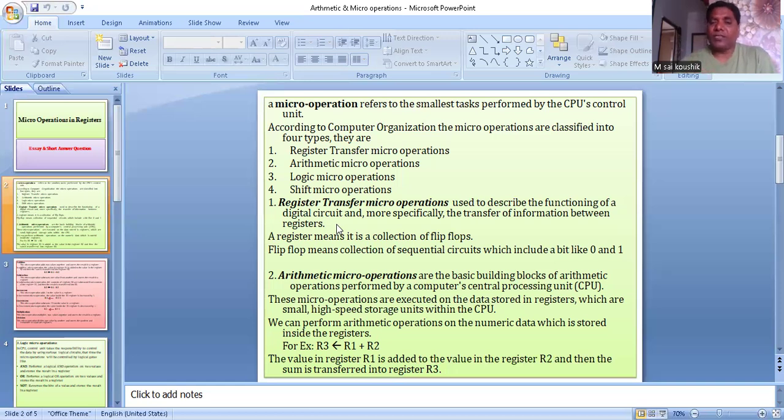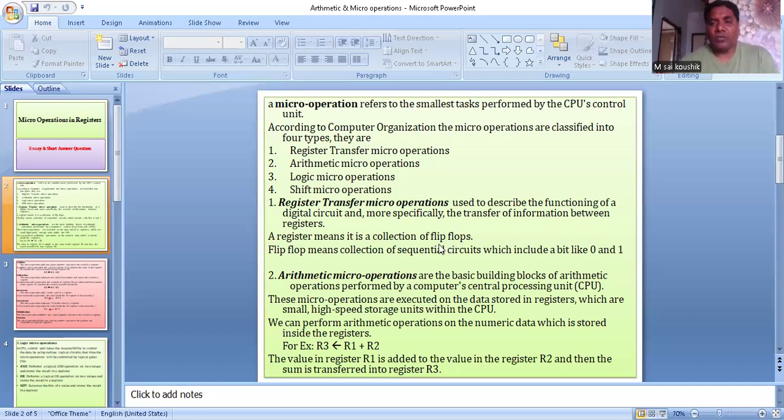What is it? Register transfer micro operations, and more specifically the transfer of information between the registers. Not only this, we can simply transfer the data from one register to another register also. That is primarily it. But basically, I'm looking at the functioning of a digital circuit. A register means it is a collection of flip-flops.